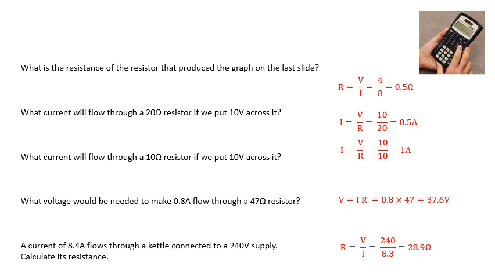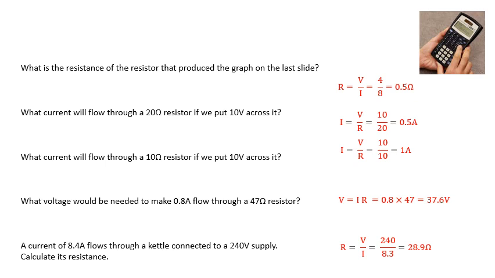What current will flow through a 20 ohm resistor if we put 10 volts across it? So I equals V over R, 10 over 20, 0.5 amps. And then what current will flow through a 10 ohm resistor if we put 10 volts across it? If you look at the sum there, it's twice as much. Because the resistance is half as much, the current will be twice as much.